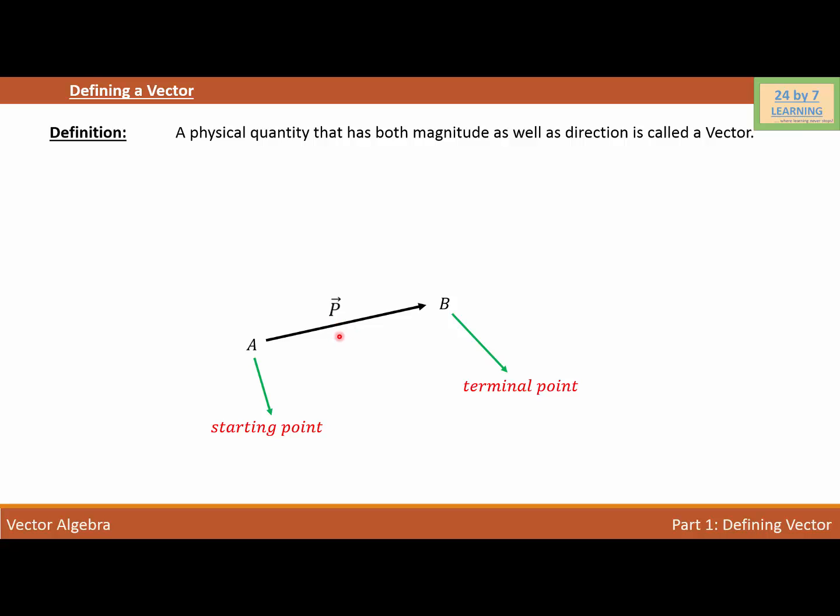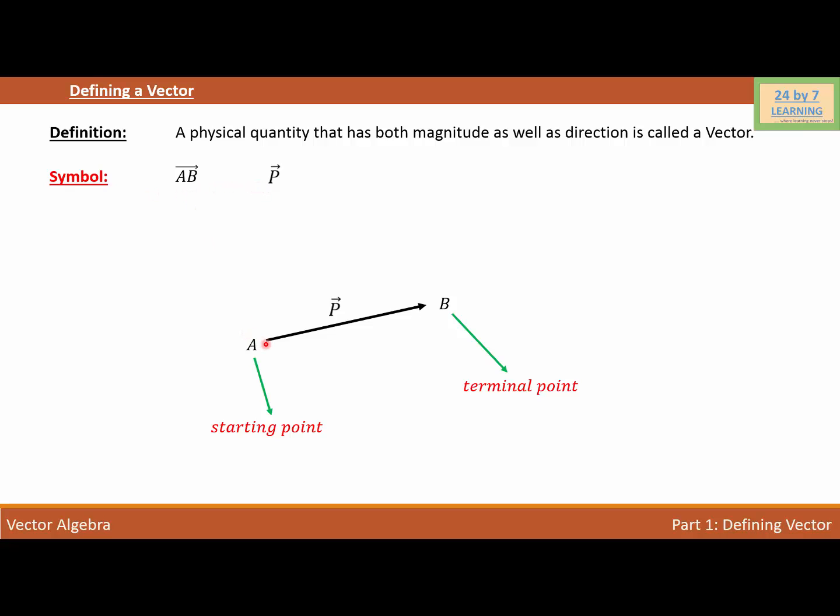So now the question is, what are the symbols that we use to represent a vector? If I want to represent a vector AB, I will write AB with an arrow at the top of AB. But if I'm choosing an alphabet P or any other alphabet to represent a vector, then I will write the vector as P with an arrow. So technically you can use any of these symbols to represent the vector.